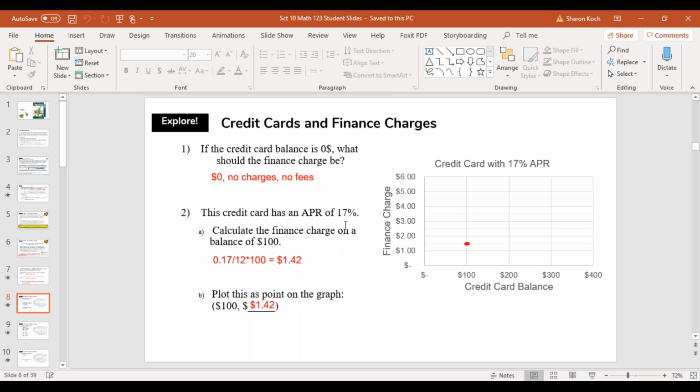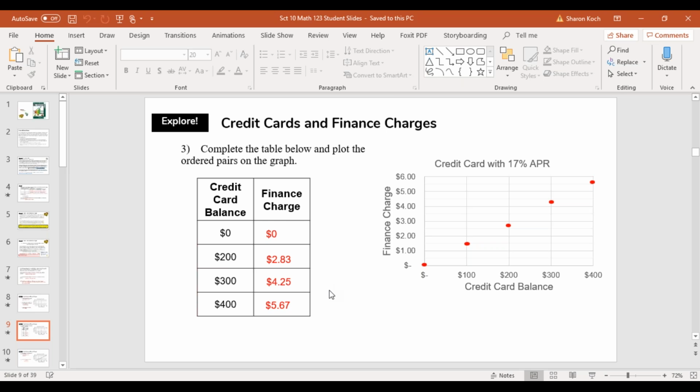Okay, so if it's APR of 17%, what would be the finance charge on $100? Remember, APR divided by 12, then times that carryover balance. Okay, and you can see we can kind of plot this. So if I had a $100 charge based on this finance charge of 17%, that would be my amount right there. All righty. So let's complete the table below and plot the ordered pairs. Okay, so you can see now if my balance was $200, $300 or $400, this is what I would see here.